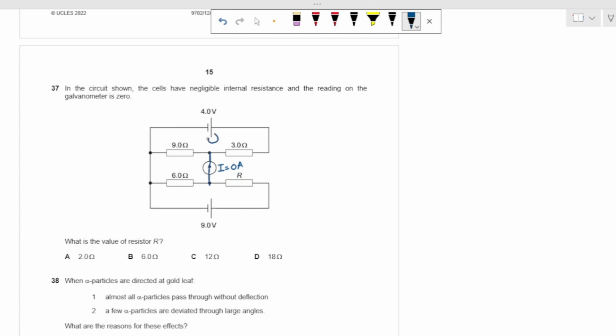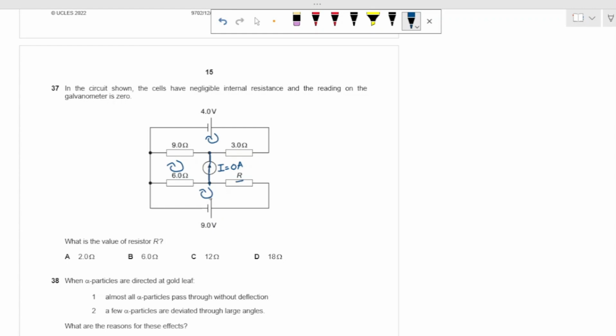We have this loop, and then we have this loop, and then we have this loop. It is important to identify these two things, the currents and whatever loops are in the circuit, because that's the best way to approach parallel circuits. And now they're asking us the resistance of R.